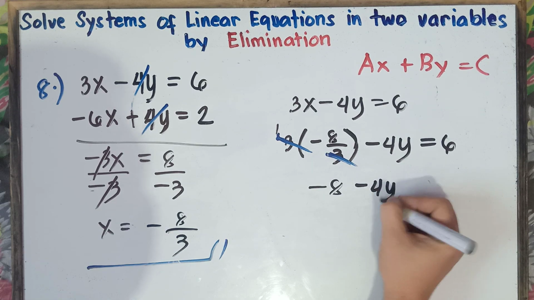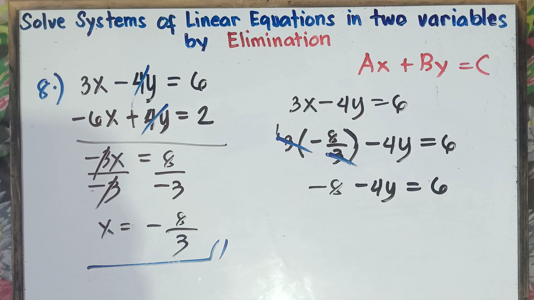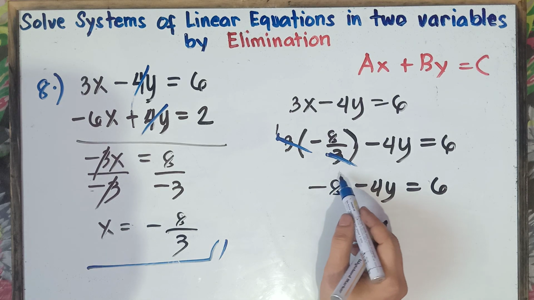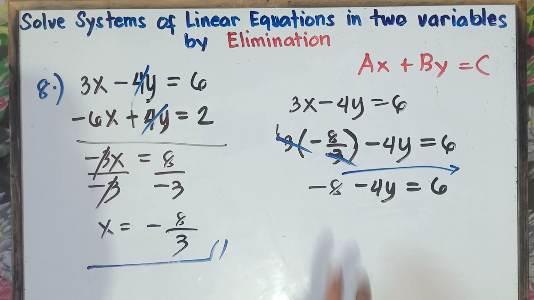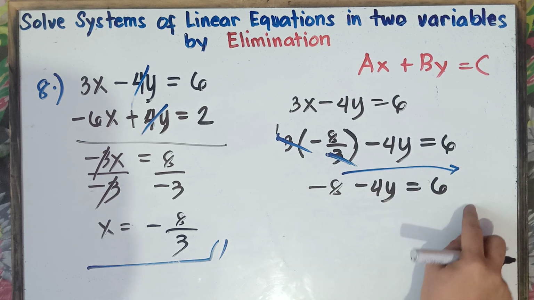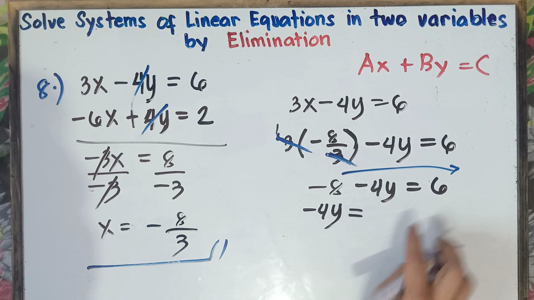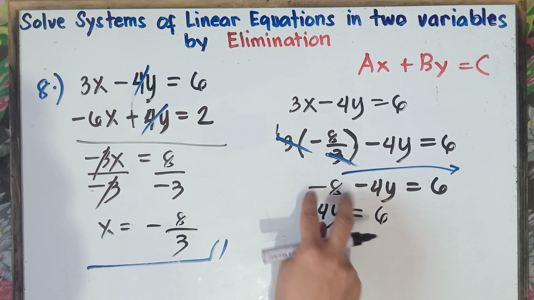Copy negative 4y equals copy 6. Alright, to get the value of y, simply transpose negative 8 from left to right. Or we can add both sides by 8. Or we can just simply transpose negative 8 from left to right. So copy negative 4y. Copy equal sign. Copy 6. This is negative 8.